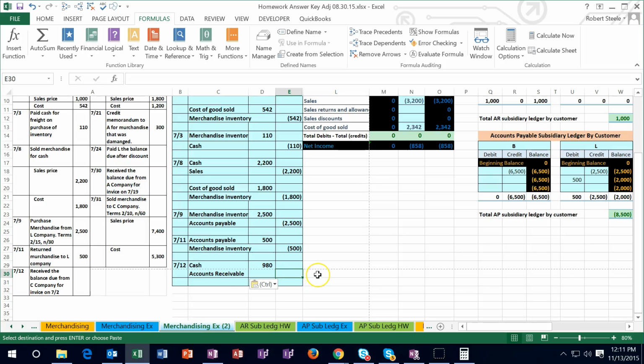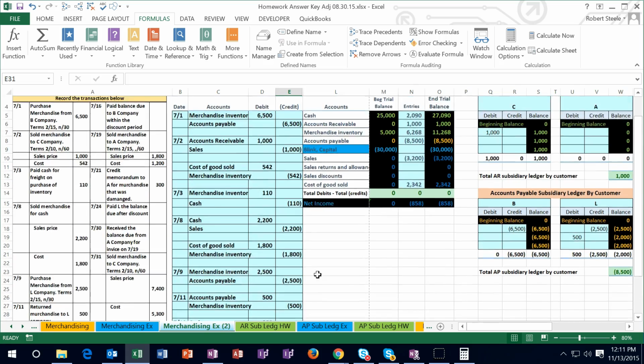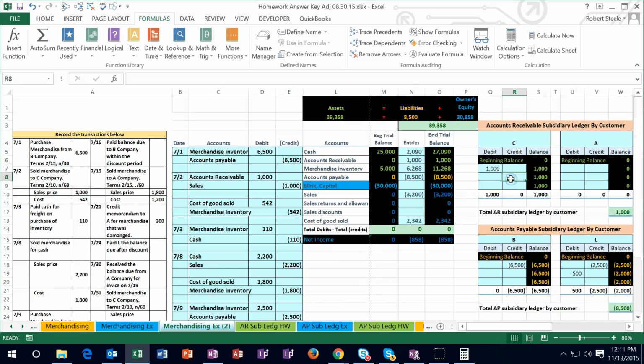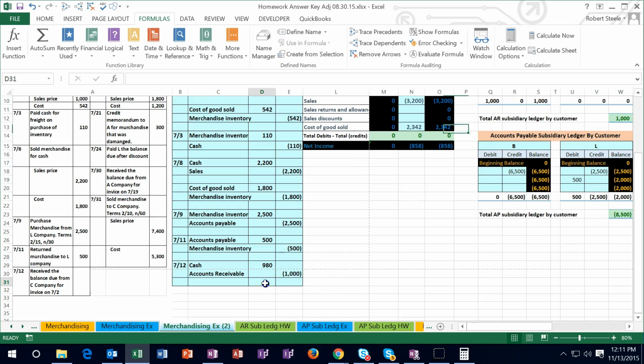980 though, it's going to be a credit of the 1,000. Notice that if I put a credit of 980 and I posted it here, we would show that C still owes us $20, and they don't. So we have to take it off for the 9,000. That means we need another debit here.